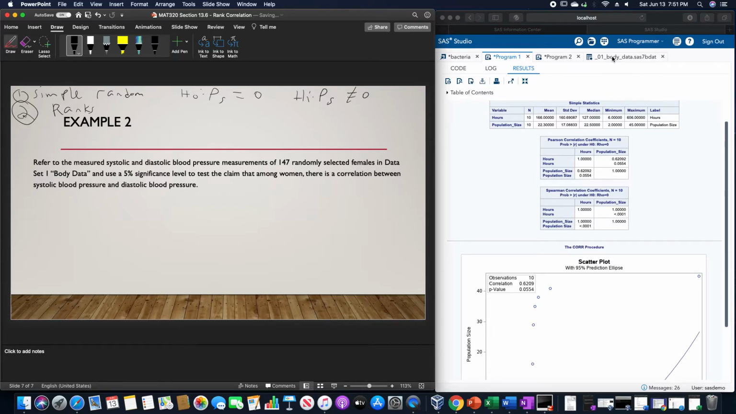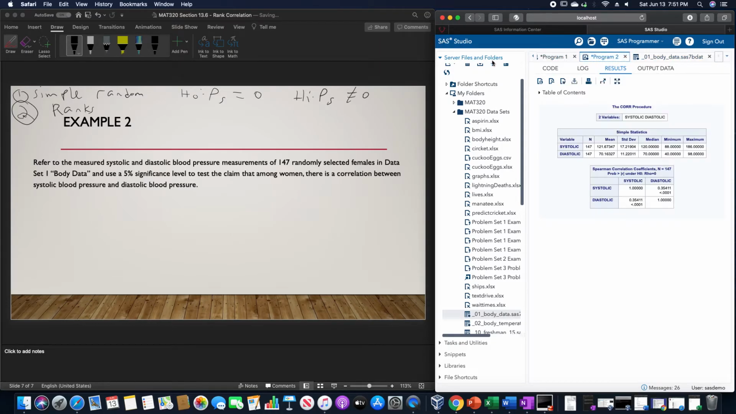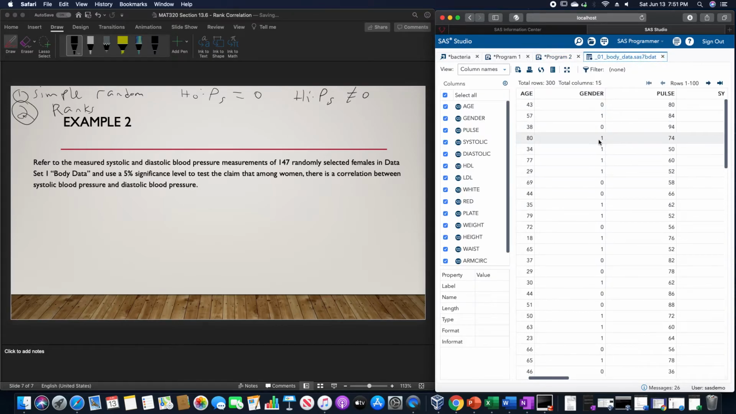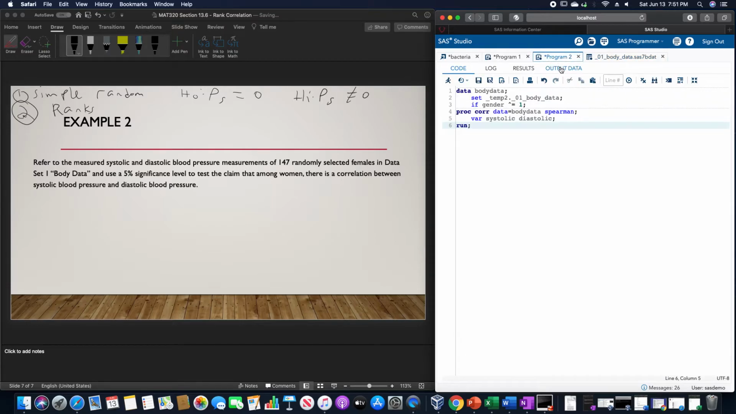I already have that data opened up on here. Since we only want the females though, we have to do a little bit of an edit to that data set, since the regular body data set has both males and females. Male is coded as 1s in here. So to get just the females, we are going to use data body data, set underscore temp2 period underscore 01 underscore body underscore data. If gender, this is an up sign, when you click shift 8, equals 1. That just means we do not want gender to equal 1.